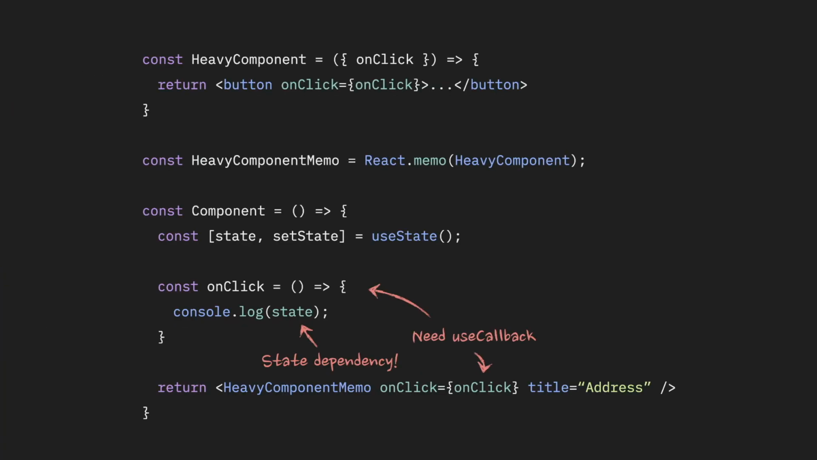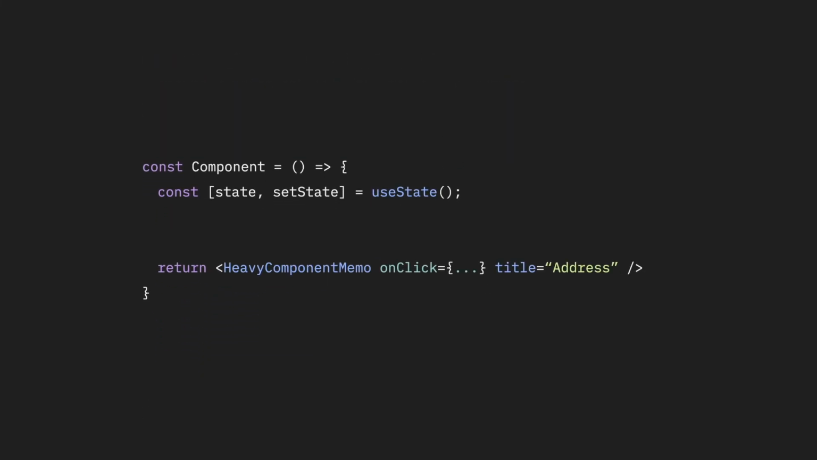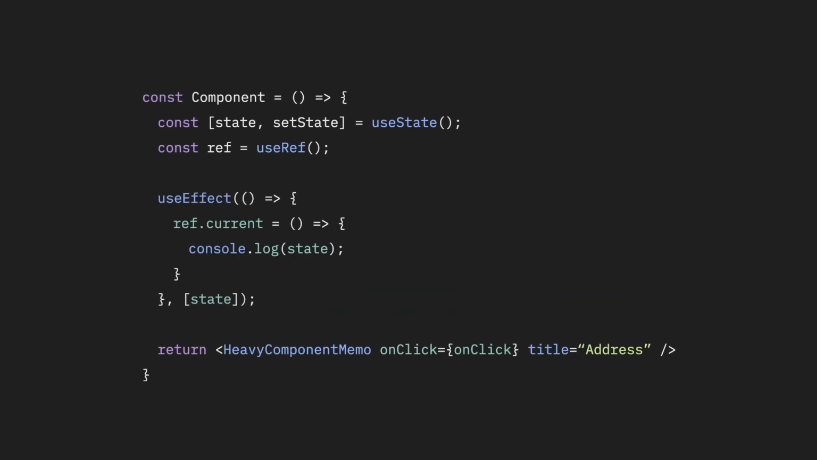Let's first get rid of all the unnecessary code here and leave only the component and heavy component on the screen. Next step, let's add a ref and add our future onClick function to that ref. We're going to do that inside the use effect hook, which we should do with any refs anyway. And don't forget the dependencies array. We need to make sure that our closure that is assigned to the ref has the latest state.